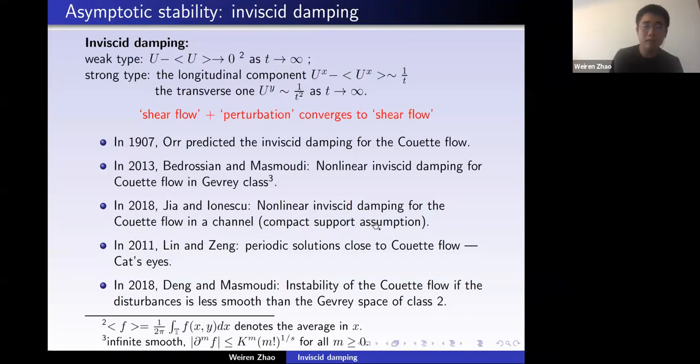I would like to also mention two negative results. The first one is a negative result to the asymptotic stability, given by Lin and Zeng in 2011. They said that there is a periodic solution which is also close to the Couette flow, which means that the Couette flow here is still stable, but it does not converge to any shear flow anymore. It becomes periodic, so there is no decay, and the solution forms a very famous phenomenon which is called the cat's eyes.